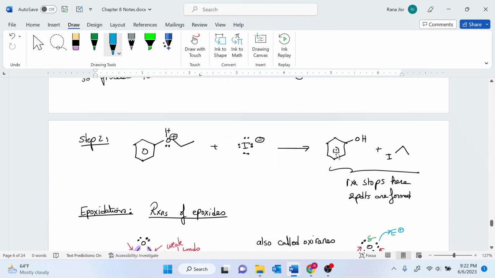Okay, and you're going to end up getting your product where the reaction is going to stop here. Nothing else is going to happen because you cannot protonate this oxygen, because even if you protonated this oxygen, the water is not going to leave because this is again an sp2 hybrid carbon.